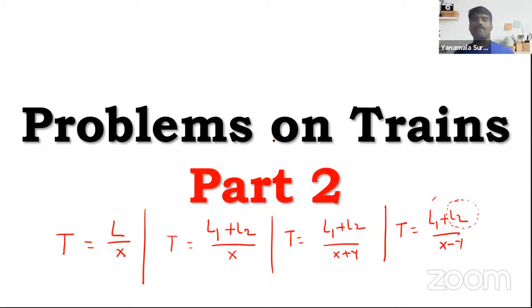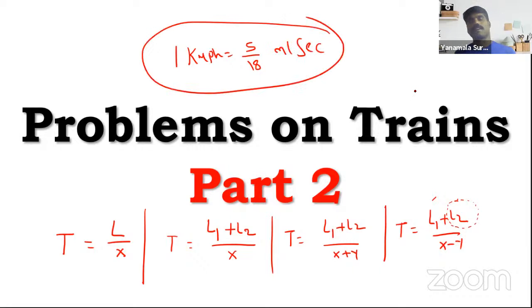Yes. And moreover, an important thing that you have to remember is conversion. 1 kilometer per hour equals 5 divided by 18 meters per second. Regarding the concept of problems on trains, you always need to change the denominator part. Clear. Let me continue with the case 4 problem.